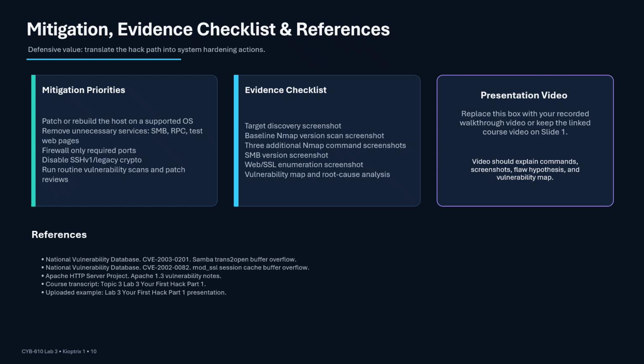Slide 8 deals with the commands used and the conclusion. As you can see, we have the mitigation evidence, checklist, and references. The commands used during this assessment include the basic Nmap scan, service version detection, operating system detection, and aggressive scanning.